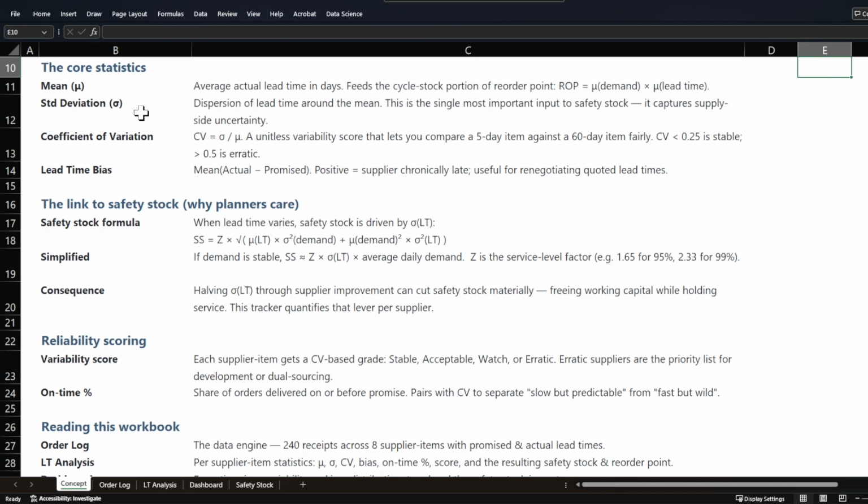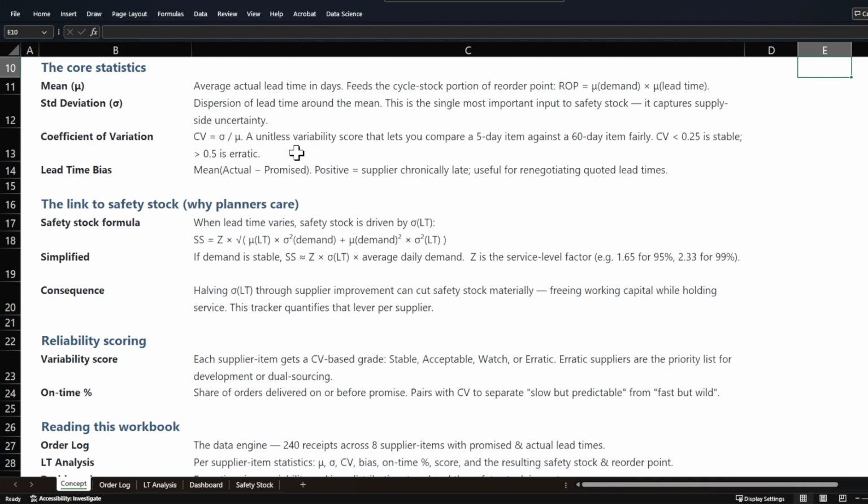The second thing is standard deviation. The dispersion of the lead time around the mean is the standard deviation, correct? This is the single most important input to the safety stock. It captures the supply side uncertainty. From this value, you get to know how much the variability is, and the higher the variability, the higher the safety stock, and the higher the capital stuck in maintaining the safety stock.